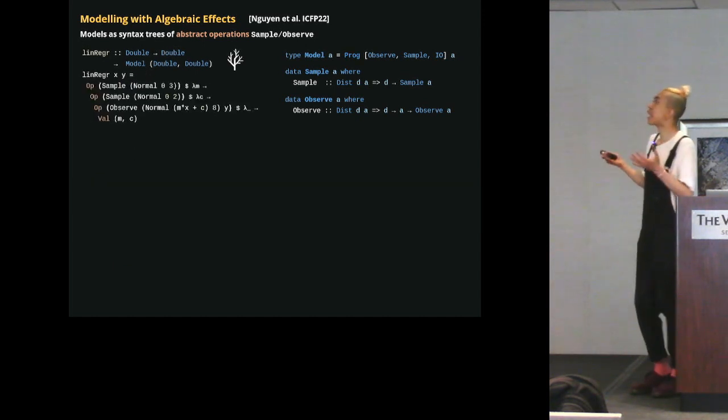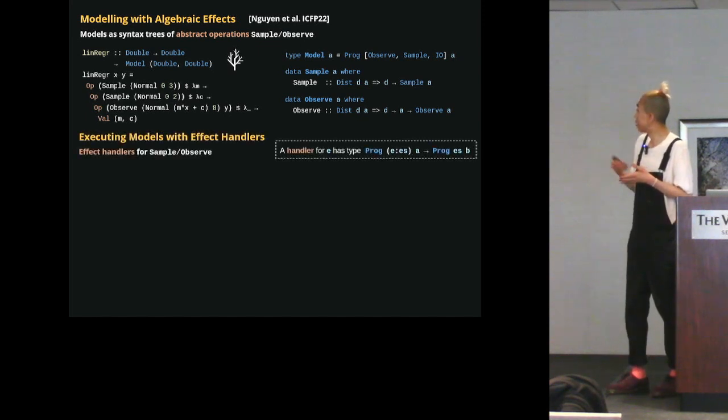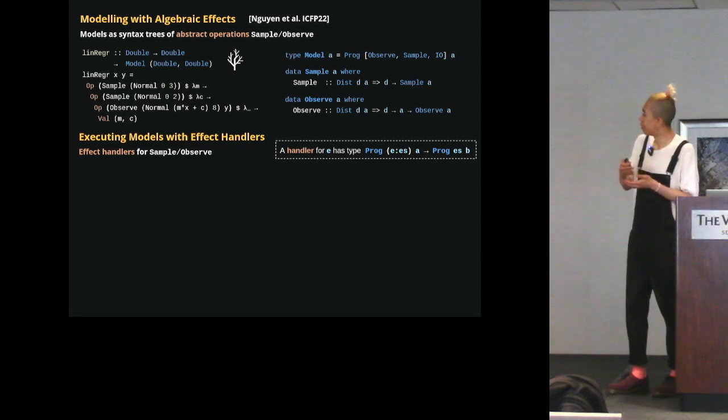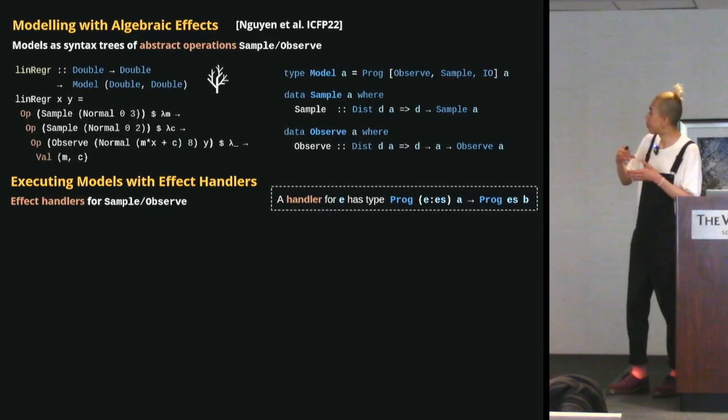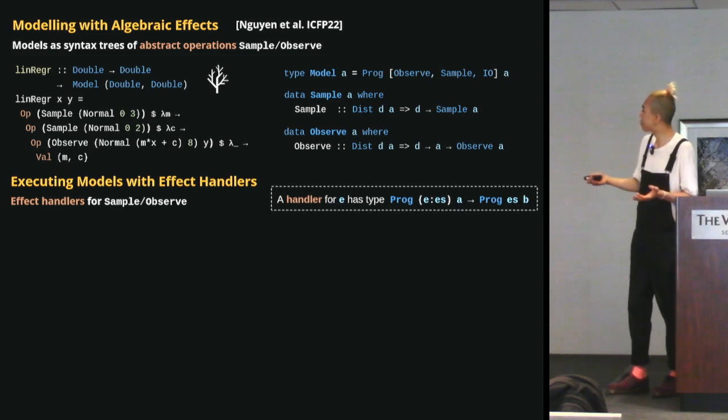Okay, so using algebraic effects, we've captured these models as trees. We can then assign semantics to our trees by using effect handlers. So given a program that has E as its first effect, a handler interprets all the operations of type E, giving us back a program where that effect has been removed. So by handling all the effects in our program, we can fully execute it.